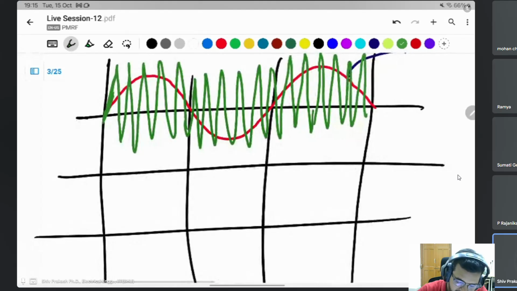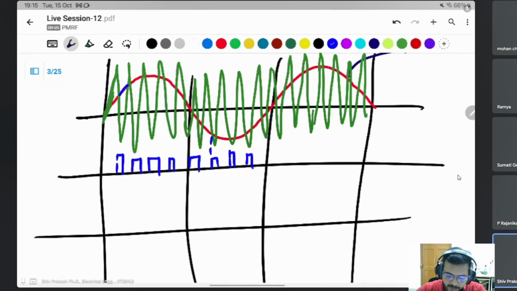In this condition, same thing: if this one is high, then pulses go to the output. If at time 0, then these will be the pulses, again this one, like that. Same thing on the positive side, pulses are there, and here are pulses when VR is greater than the carrier signal, like that.